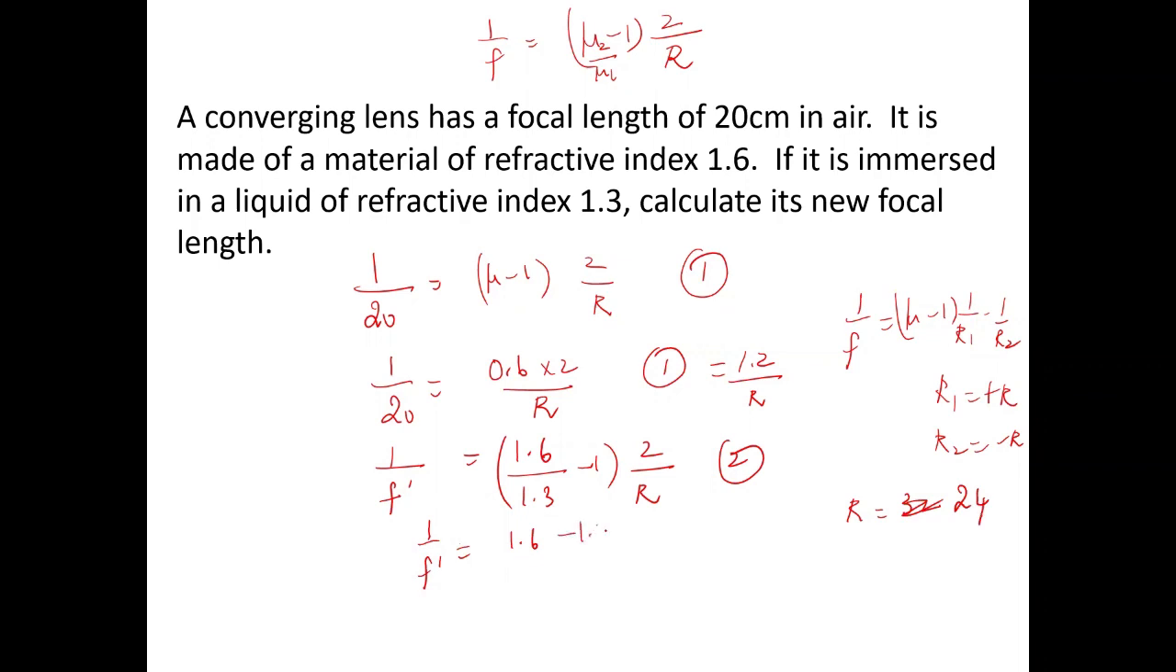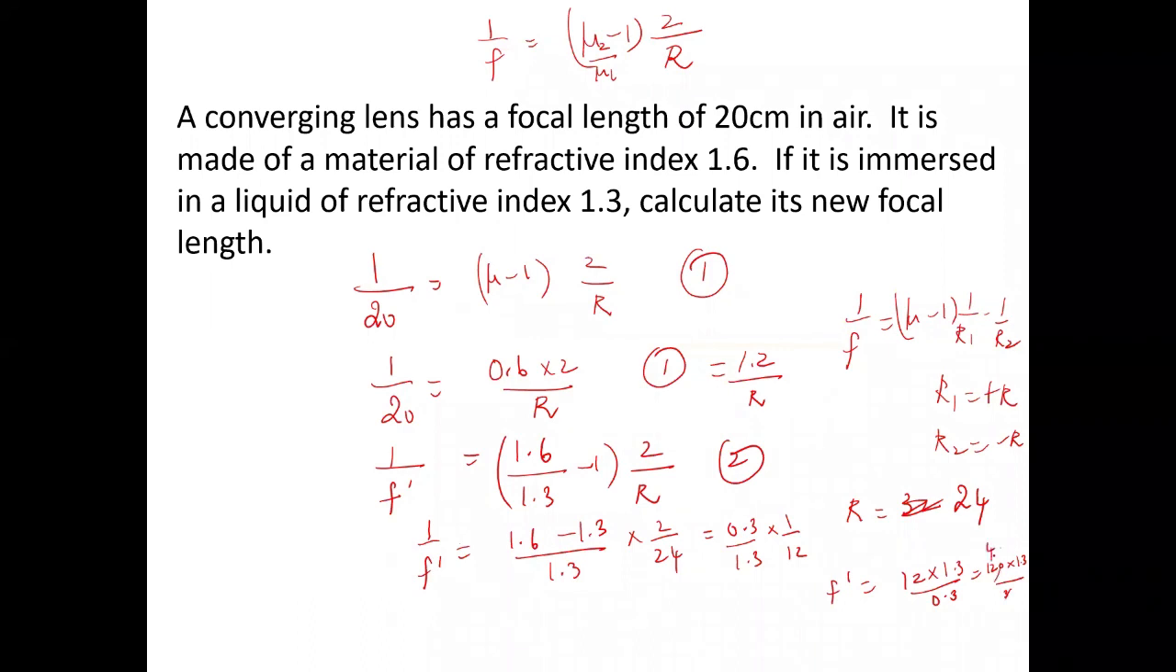1.6 minus 1.3 by 1.3 into 2 by 24. So 1 by f dash will be 0.3 by 1.3 into 1 by 12. So f dash, if I multiply 12 into 1.3 by 0.3, so 120 into 1.3 by 3. So 40 into 1.3 will be my f dash.